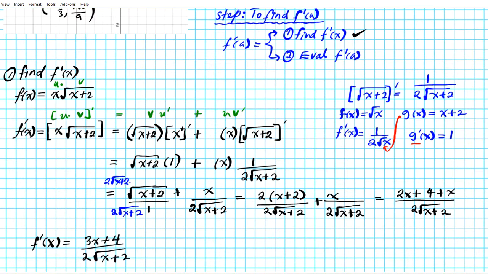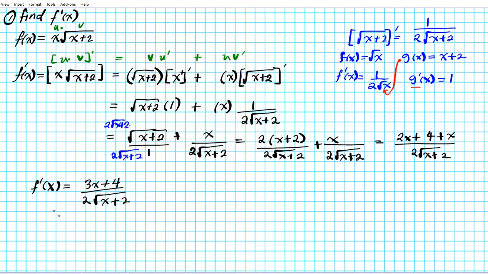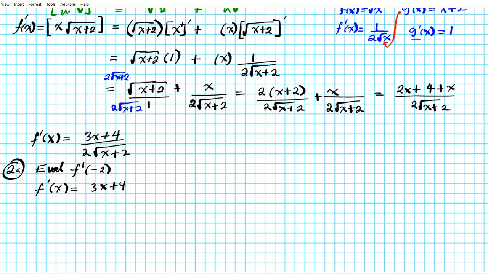We want to evaluate the derivative at the extrema. So the first extremum is negative 2. So part 2, let's break it into 2a and 2b. 2a, we want to evaluate the derivative at the first extremum, which is negative 2. So let's do it. The derivative is 3x plus 4 over 2 root x plus 2. So we're plugging in negative 2.